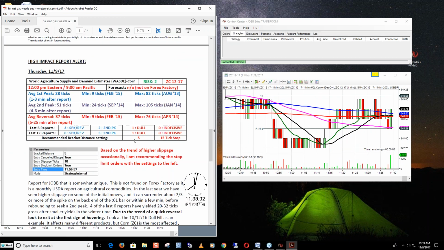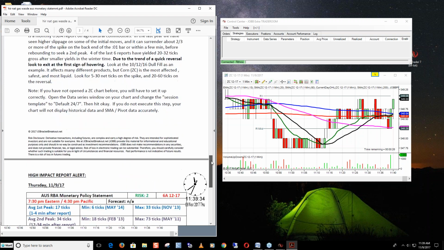So corn is a 5-tick bracket, 15-tick stop. I don't use the slippage settings, and the reason I don't use slippage settings, it's happened to us before. Sometimes you get a move that's so big, it bypasses the slippage settings, doesn't fill, you miss the trade. And generally, in all honesty, I think those slippage settings were there for older trades. The markets have not been exploding the way they used to.